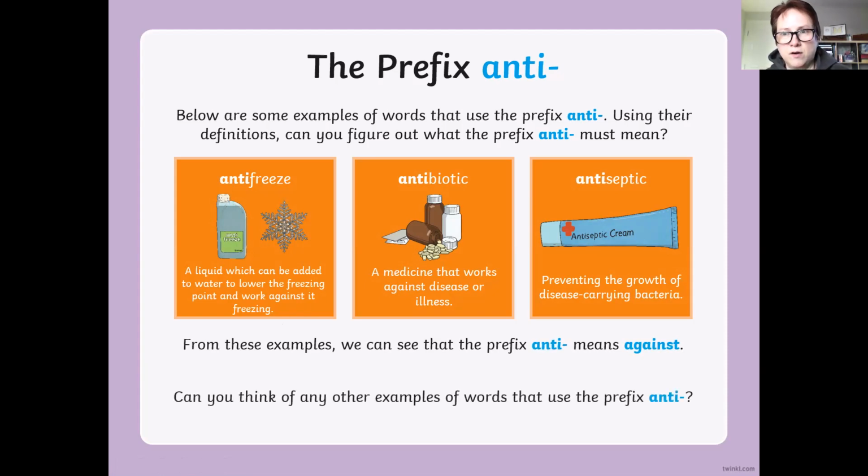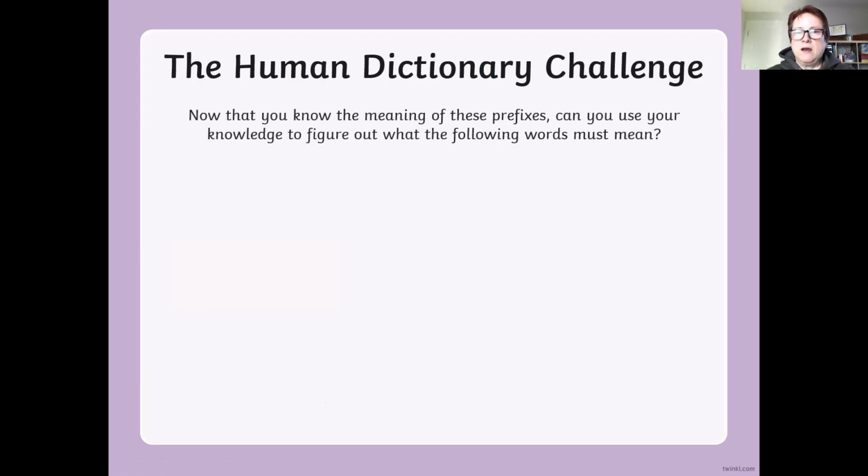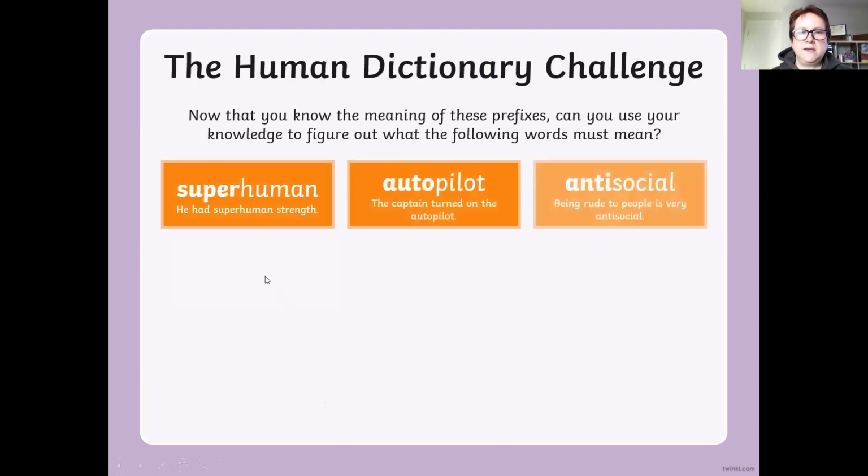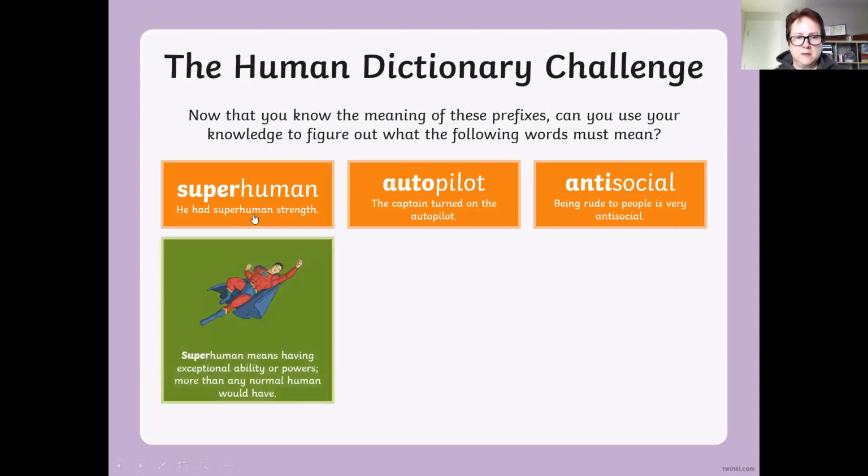Any other that you can think of? I'm sure there are. So let's have a little look and see if you can work out what the following words mean. So, superhuman. He had superhuman strength. So superhuman means having exceptional ability or powers, more than any normal human would have.